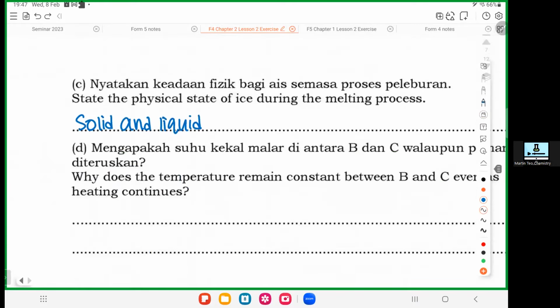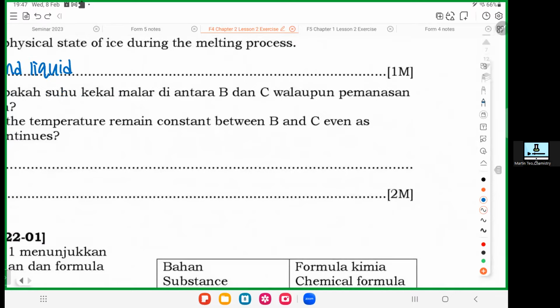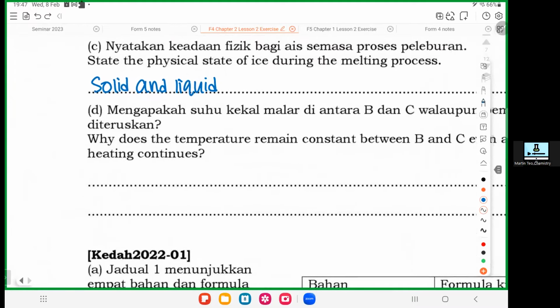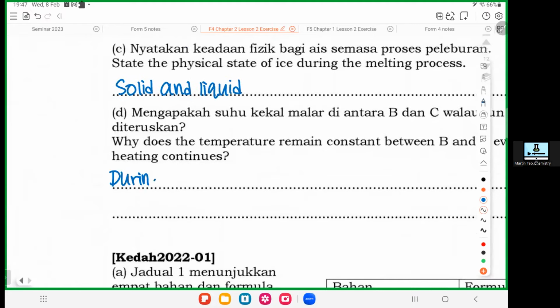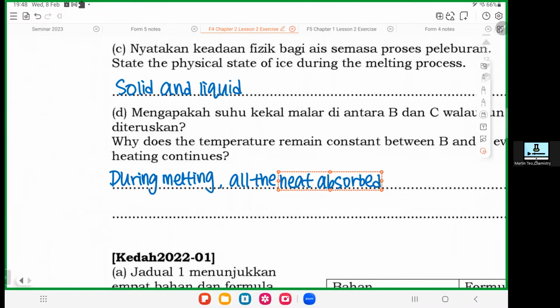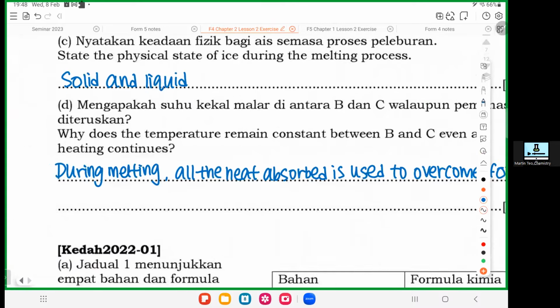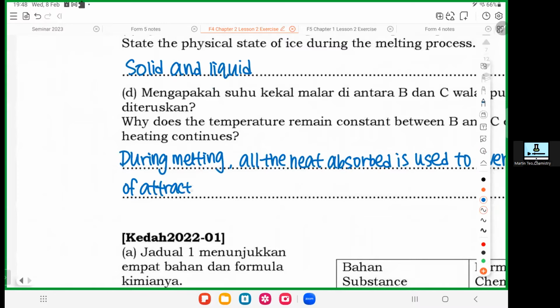This question, they allocate 2 marks for us. So simple rule of thumb, 2 marks, you should write 2 answers. Why does the temperature never change? Because we know the process is melting. During melting, what happened? All the heat comes in to be the knife, the knife to cut the bond. So all the heat absorbed is used to overcome force of attraction between who?